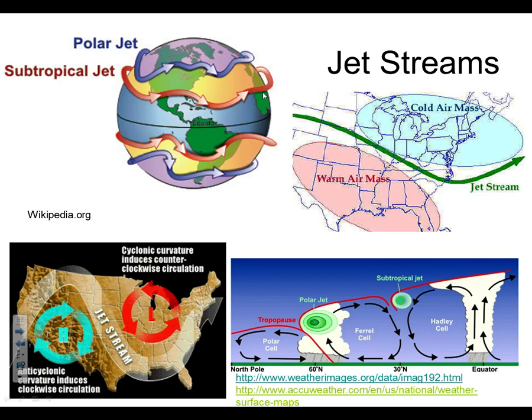Now, how it's important for weather is that jet streams usually separate air masses. So you see in this picture, north of the jet stream, usually it's colder air. South of it, it's warmer. We look at this big picture again, and we think, okay, it's summertime. The Earth is tilted towards the sun in the northern hemisphere.